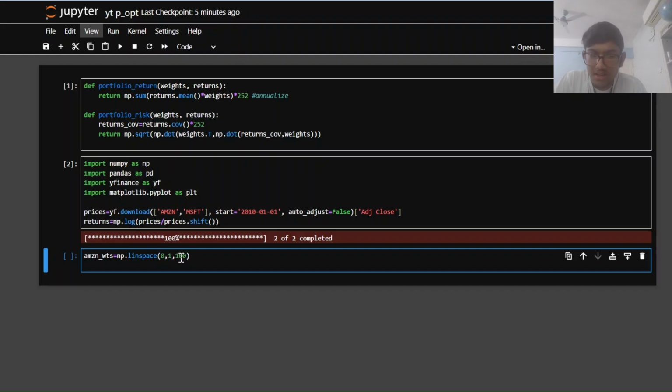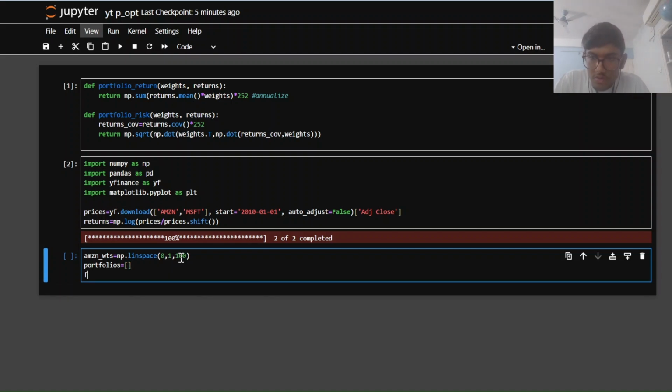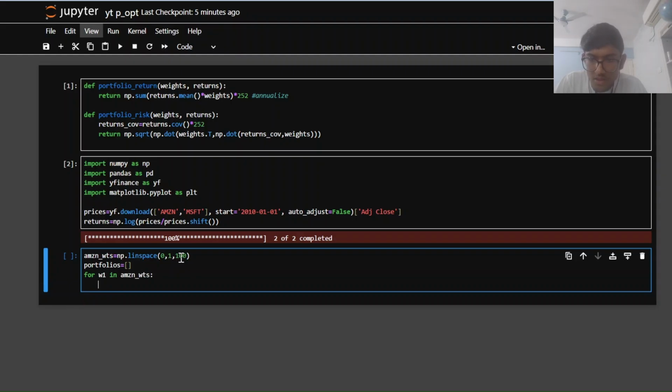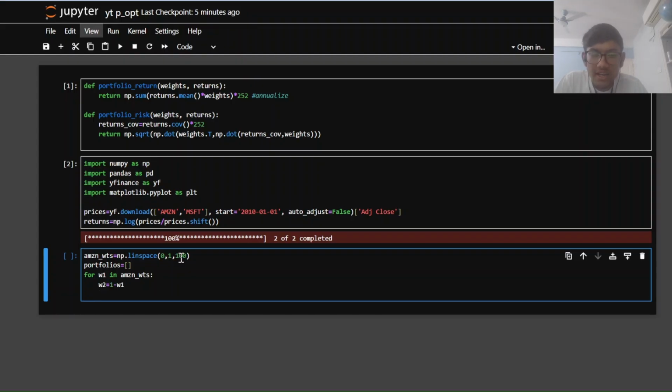And let us just define a portfolios array, which will basically contain the portfolio return comma risk of your 100 portfolios, right? So we'll be looping over every weight in Amazon weights. So for W1 in Amazon weights, you'll get your W2 to be 1 minus W1, right? And you will find out your portfolio return by calling this function right over here.